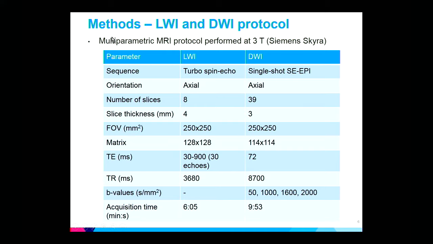The luminal water imaging was added to the standard multiparametric MRI protocol performed at our 3 Tesla clinical Siemens Skyra system. For luminal water imaging, we used a turbo spin echo sequence with 30 echoes ranging from 30 to 900 milliseconds, with an acquisition time of around 6 minutes. For diffusion-weighted imaging, we used our standard of care clinical diffusion protocol, which is a single-shot spin echo EPI sequence with b values ranging from 50 to 2000.